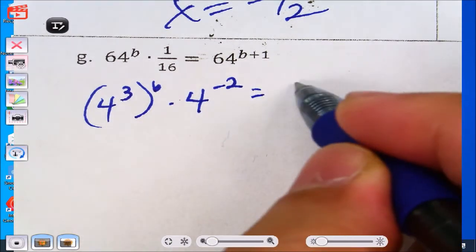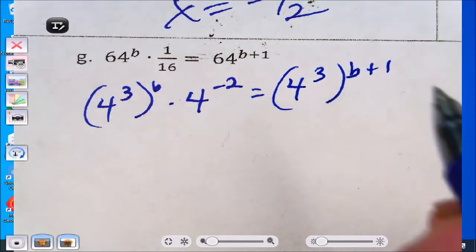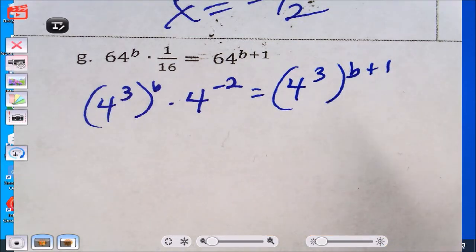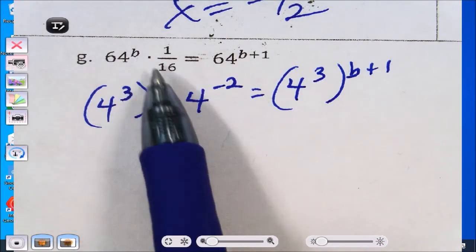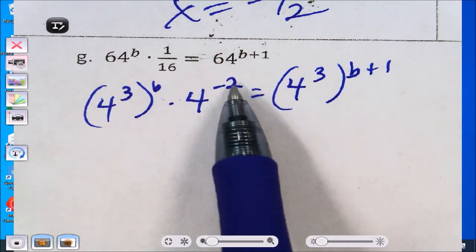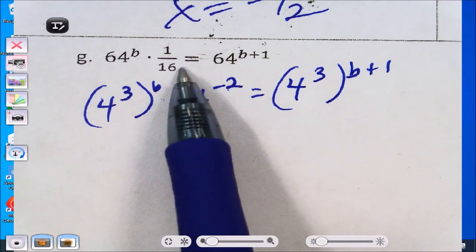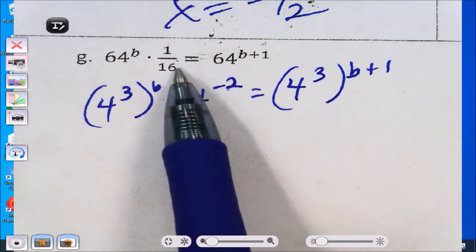And then 64 is 4 to the third again, but don't forget the b plus 1 as the other exponent. Where are you getting 6 and negative 2? Okay, that's a b from that b. Oh Lord. Okay, I completely understand. It's hard to see. It's a negative because I had a fraction to begin with, and it's 2 because 4 squared is 16. Okay.